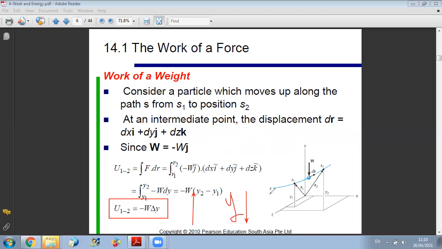It becomes plus. Yes, exactly. Because the equation changes for us here: instead of minus wj, it becomes plus wj. When y is considered positive downward, the expression of the weight will be plus wj, and this will give us that the work of the weight is plus w delta y. So just keep in mind the convention you are taking, and decide which formula to use.